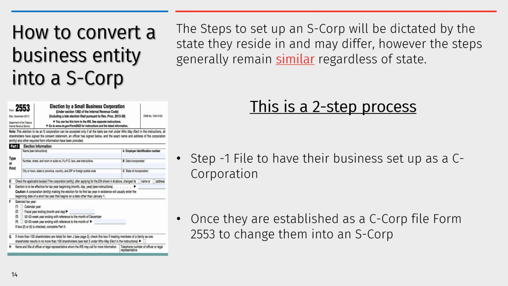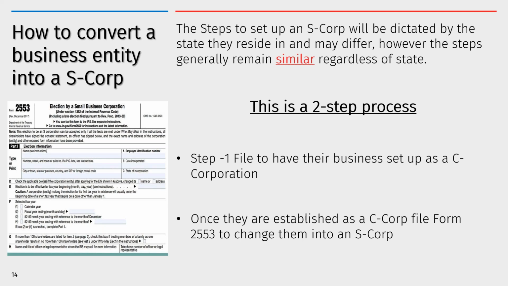And you can see I have this listed as a 2-step process. We will drill down into a little bit greater detail into these 2 steps. But really, the 2 steps you have to know is step 1 is you have to file to have their existing business set up as a C corporation. I know I keep saying the word S Corp. We're going to have to get them there. But the first step is going to be get them to set up as a C corporation.